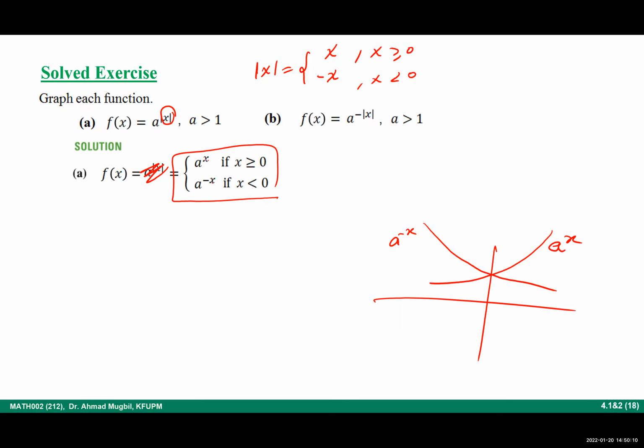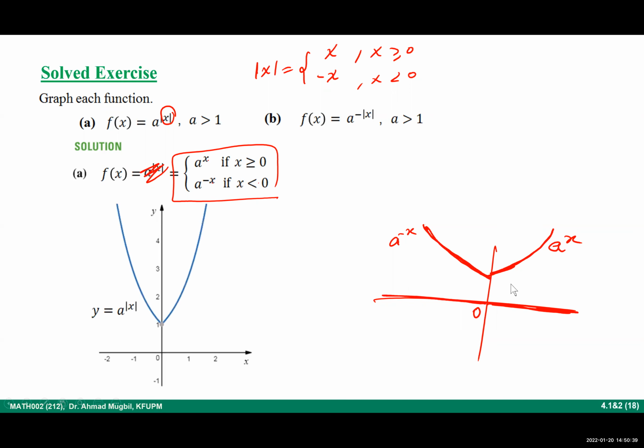Now you will take a to the power x if x is greater than or equal to 0. When x is greater than or equal to 0, you will take this part. This is 0. This is x greater than or equal to 0. So you will not take this part. When x is less than 0, you will take a to the power negative x. You will take this part, just the upper part here. You will not take this part. Here it is, and this is the graph that we are talking about.